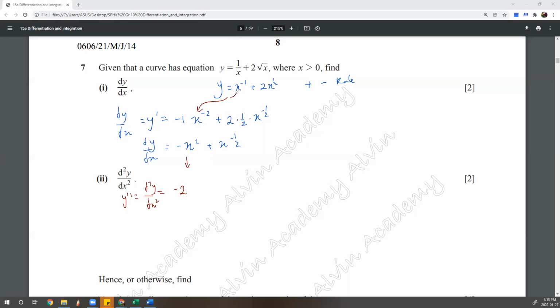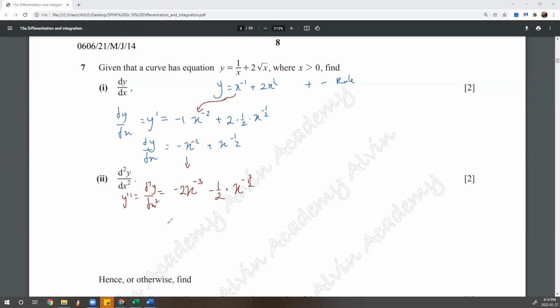For the answer you put 2 instead of -2. Oh, it's supposed to be 2, thank you. Okay, thank you so much. I did something wrong, so I have to be very, very careful. x power -3, right? And then plus -half times x power -half minus 1. -half subtract 1 is -3 over 2, right?